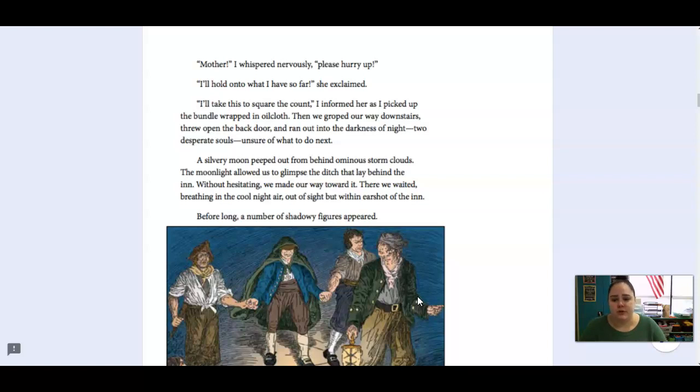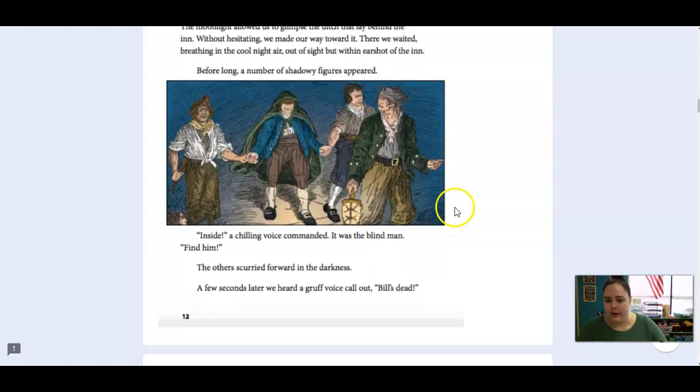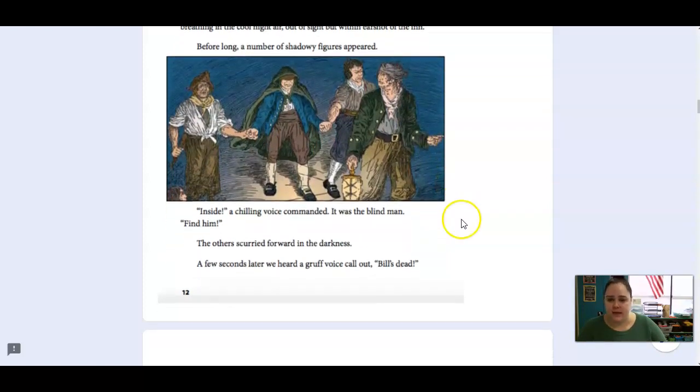Two desperate souls, unsure of what to do next. A silvery moon peeped out from behind the ominous storm clouds. The moonlight allowed us to glimpse the ditch that lay behind the inn. Without hesitation, we made our way toward it. There we waited, breathing in the cool night air, out of sight, but within earshot of the inn.